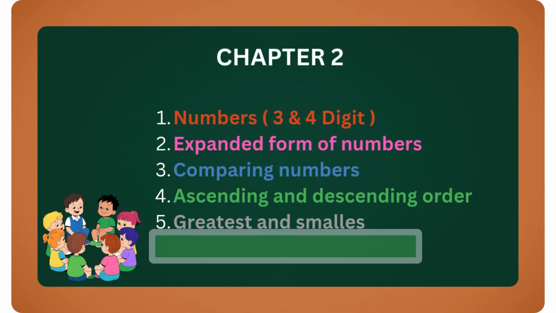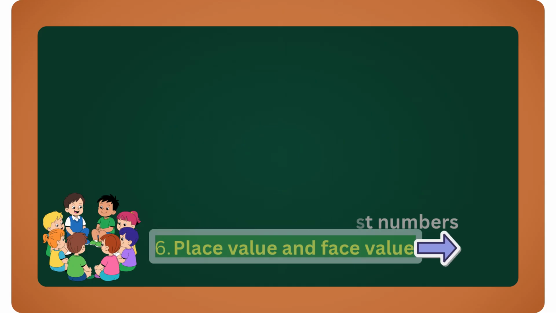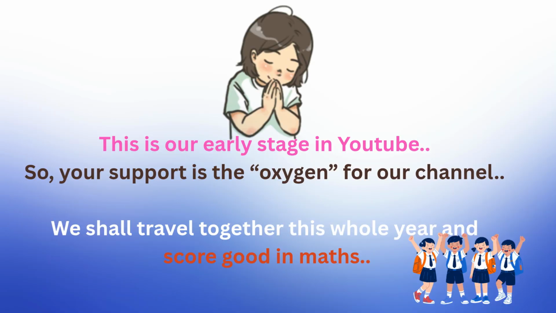There are 6 topics in chapter 2 and we will learn the place and face value first.